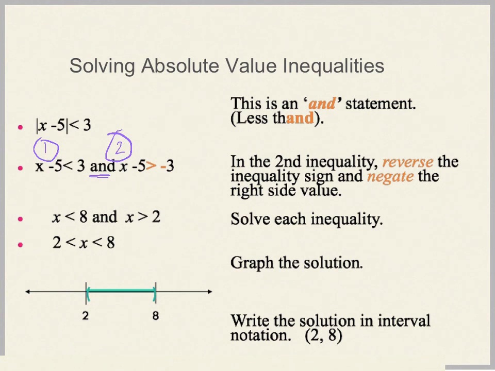And as always, if you want to check these, substitute something in that interval into the original inequality. I'll choose 6. If I have the absolute value of 6 minus 5 is less than 3, I see that 6 minus 5 is 1, and 1 is less than 3. So that's a true statement. So always remember that you can check your answer by substituting in a value from your interval notation.